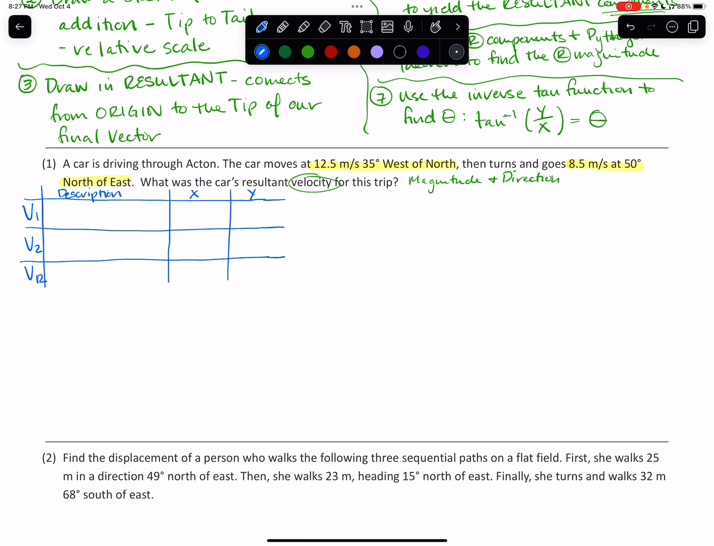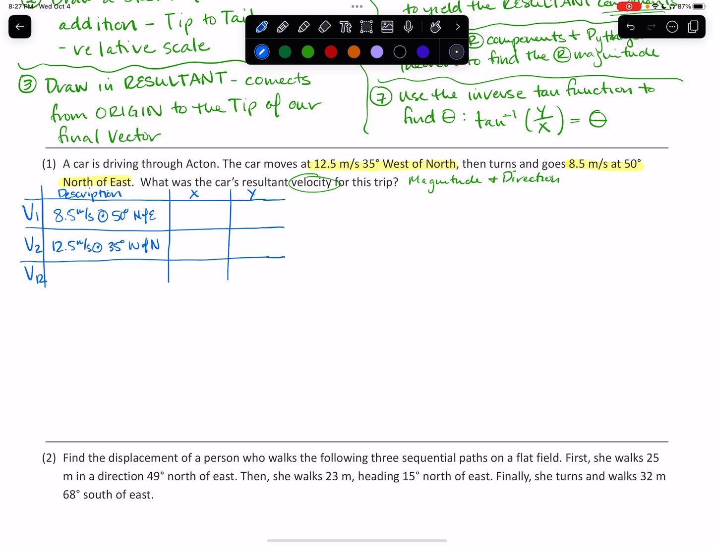First, I start by putting in the description. I take that straight out of the information from the problem itself. So I have vector 1 at 8.5 meters per second, and we are at 50 degrees. Oh, sorry, I'm looking at the second one. Well, I can do that, we can just switch them. 50 degrees north of east, and then I have a second vector at 12.5 meters per second at 35 degrees west of north. My resultant vector, obviously, I'm going to have to figure out. So I've defined my vectors.